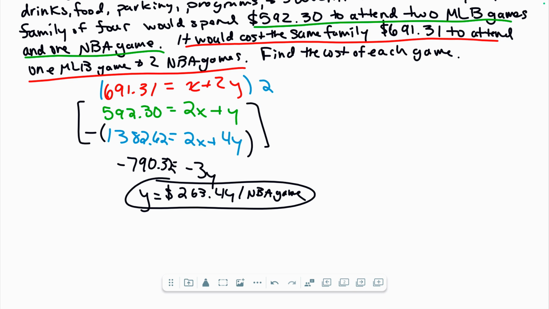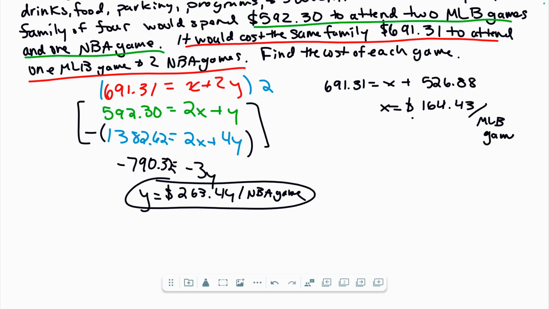I think plugging back into the red is probably the easiest, because I can just do 691.31 equals x plus this number times 2, which is 526.88. It's $164.43 per MLB game. That's it.